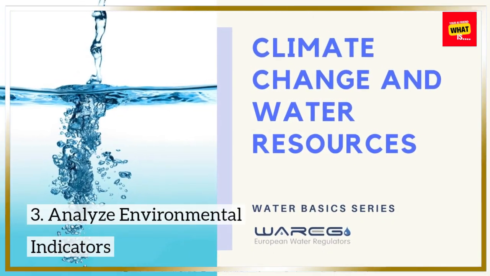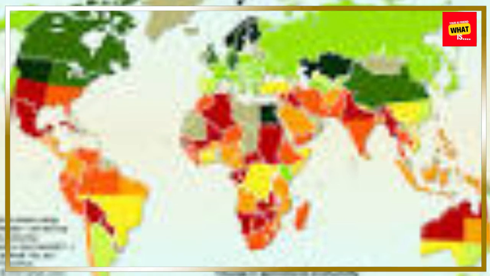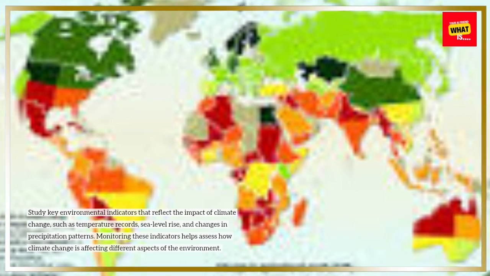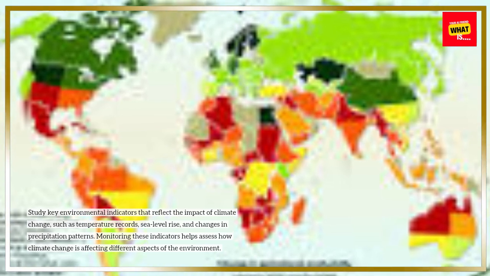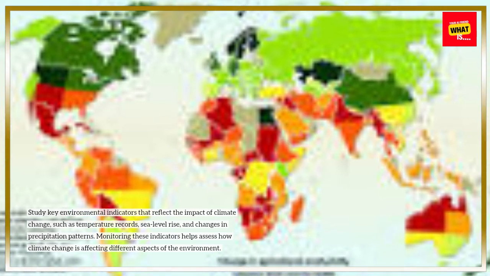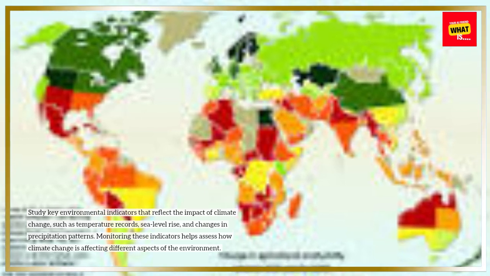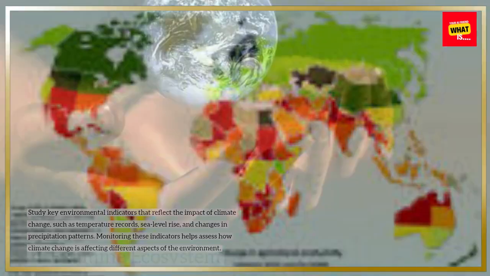3. Analyze environmental indicators. Study key environmental indicators that reflect the impact of climate change, such as temperature records, sea level rise, and changes in precipitation patterns. Monitoring these indicators helps assess how climate change is affecting different aspects of the environment.